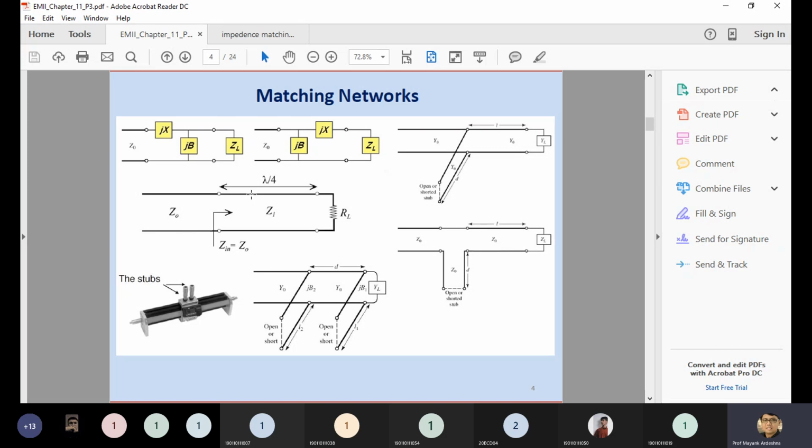It may be a question: why are we taking lambda by 4? Any answer from your side? Why not lambda by 8? Why not lambda by 2? Why any other values? Why only lambda by 4 over here?